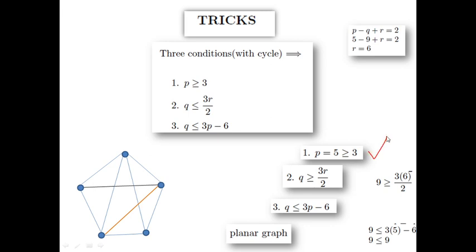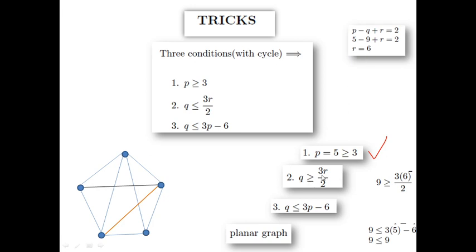Now you can see the second condition. Q greater than or equal to 3R by 2. R is nothing but the number of faces. Just substitute here the number of vertices 5, number of edges in this graph is 9, plus R is equal to 2. From this you can find the faces, R equal to 6.